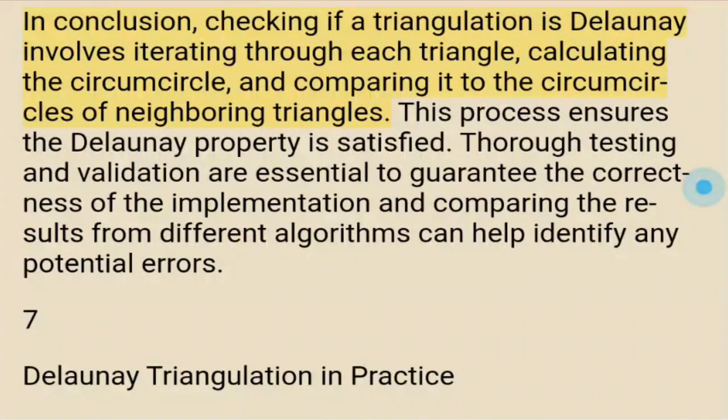Additionally, visual inspection of the triangulation can provide a quick way to detect any violations of the Delaunay property. In conclusion, checking if a triangulation is Delaunay involves iterating through each triangle, calculating the circumcircle, and comparing it to the circumcircles of neighboring triangles. This process ensures the Delaunay property is satisfied. Thorough testing and validation are essential to guarantee the correctness of the implementation, and comparing the results from different algorithms can help identify any potential errors.